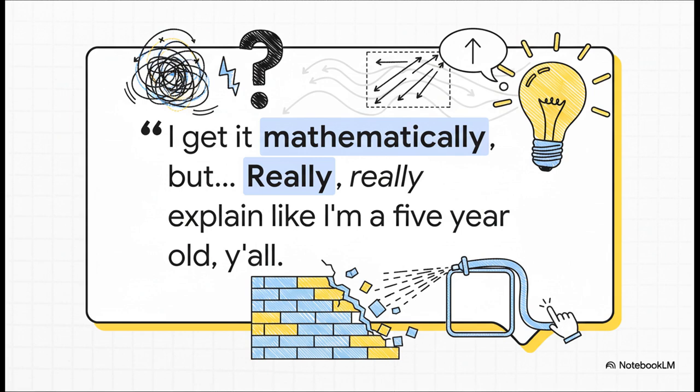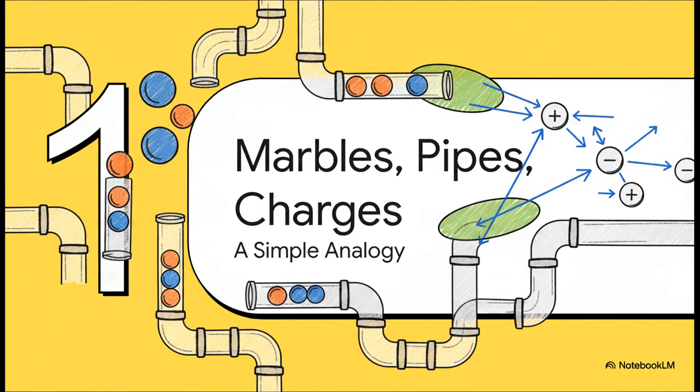So you asked for an explain like I'm 5 version, and that is exactly what we're going to do. Let's start with a really simple analogy to build that intuition from the ground up. All right, to really get a feel for this, we're going to borrow a fantastic analogy from another Reddit user. So for a minute, I want you to completely forget about physics, charges, and fields. Instead, let's just think about something way simpler: marbles and pipes.